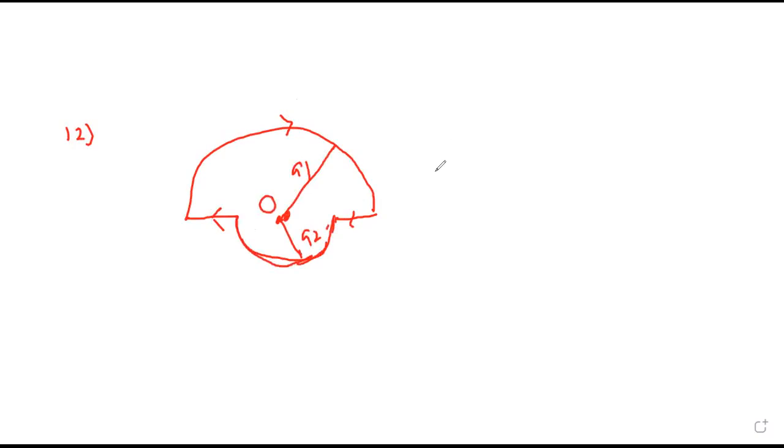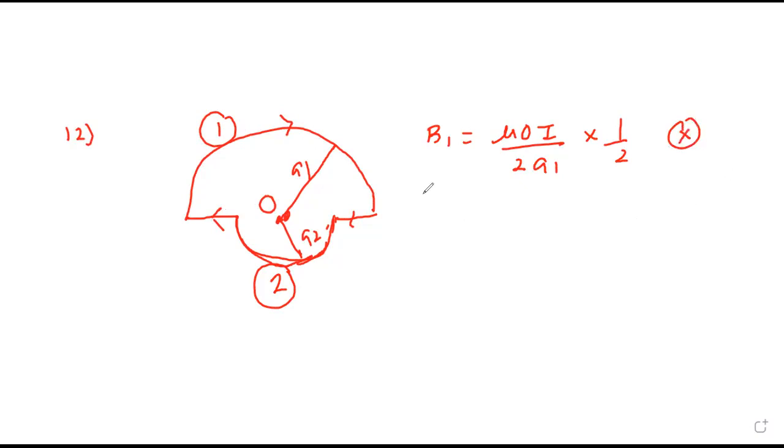What is the formula for B due to a complete loop? Mu naught I upon 2R. So this is a half loop, na? So you'll divide by 2, for both. So B1 will be mu naught I upon 2 times radius A1 into half, because it is a half circle. What is the direction? Current is moving clockwise. So it will be inward.